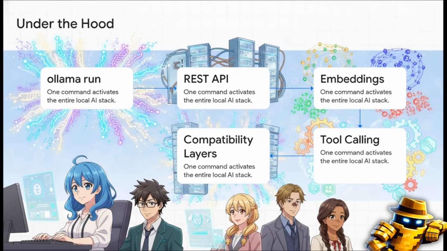You're not just launching a model, you're activating a REST API, which means your own custom apps can now talk to it. It enables embeddings, which is the foundation for building powerful private search over your own documents. It supports advanced features like tool calling, letting the AI do complex, automated tasks. And, this is huge, it even provides compatibility layers, so you can redirect tools that were originally built for major cloud services to run locally instead.